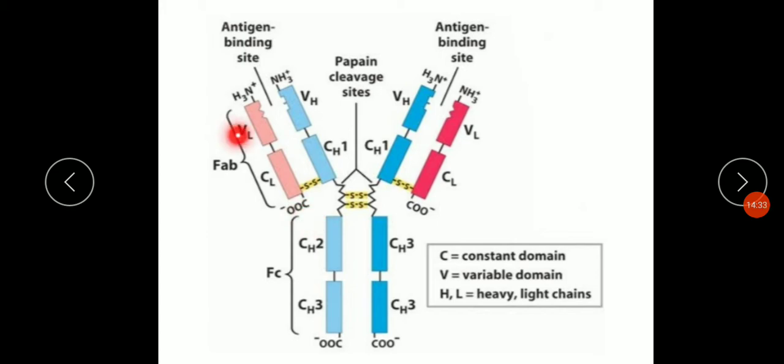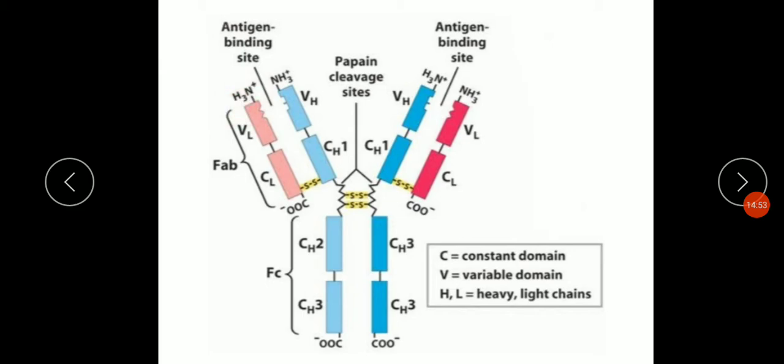And the variable region, you can see here VL. The variable region of the light chain is called VL, and it is towards the amino terminus. You can see here the amino group is there. So it is towards the amino terminus.